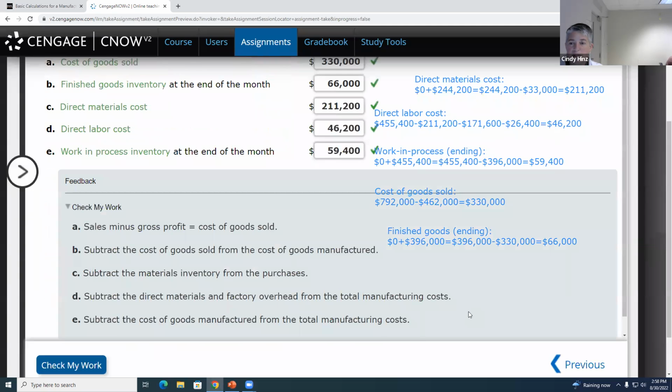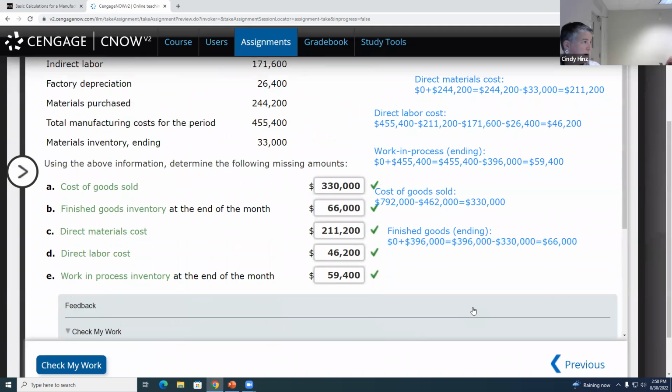Get my green check marks in there. Does anyone have any questions about any of those?